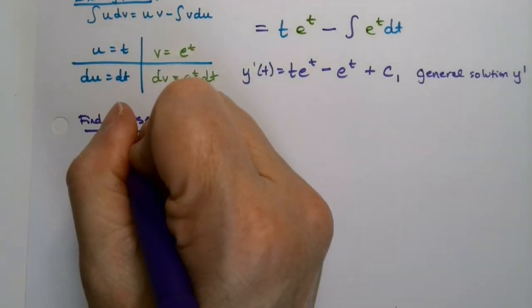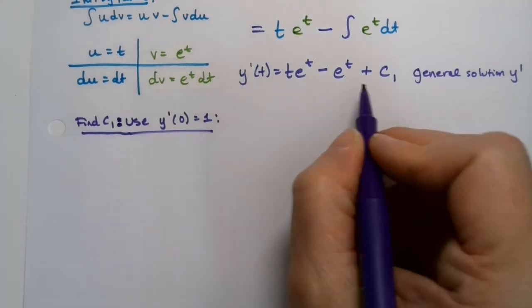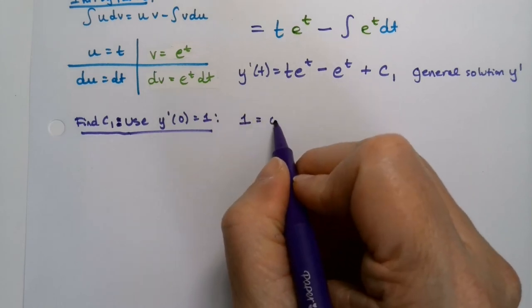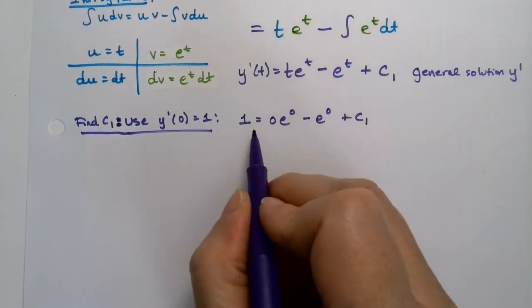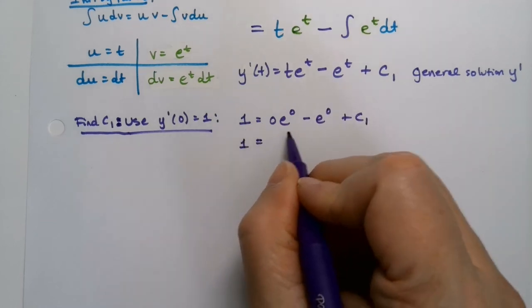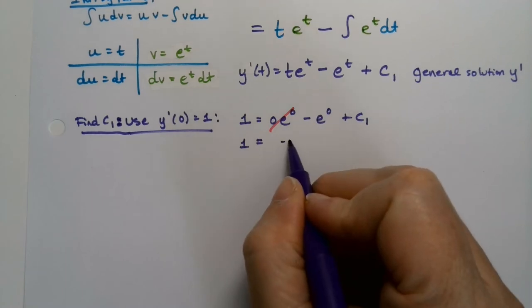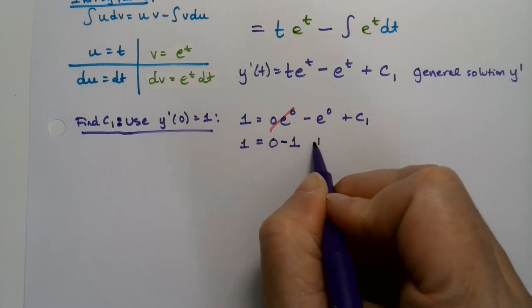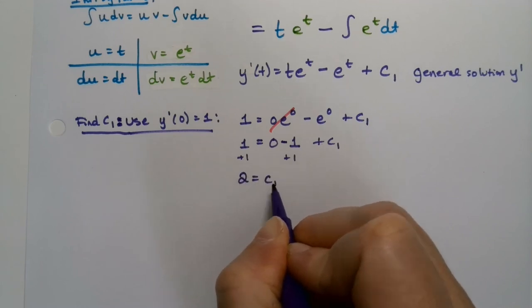Oh, that should be a colon. All right, so y prime of 0 equals 1. So that means that 1 is equal to 0 times e to the 0 minus e to the 0 plus C1. So that's 0, so that's gone. Don't have to worry about that. Minus, well, e to the 0 is 1. So minus 1 plus C1. We add 1 to both sides, and lo and behold, C1 is equal to 2.